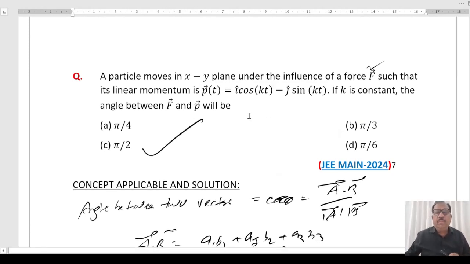A simple question. The angle between two vectors should be known to you. One vector P is given, and the rate of change of momentum is the force. Differentiate to find the force vector, then find the angle between the vectors using the dot product formula, right?